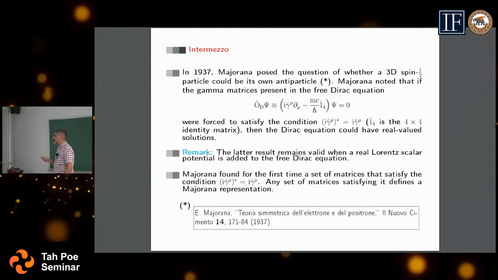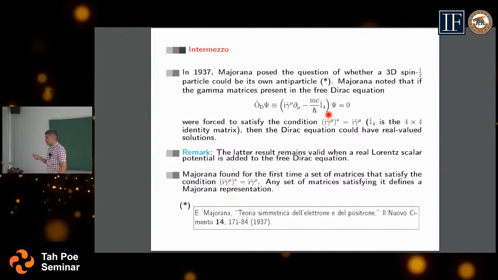Okay, let me do an intermezzo. Intermezzo is a word in Italian. It's a break, just a break. Because Majorana appeared here throughout the seminar, no?